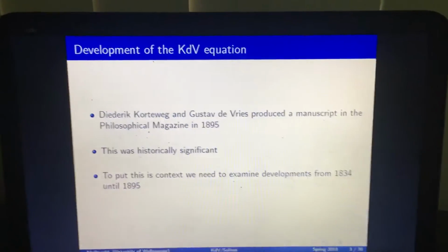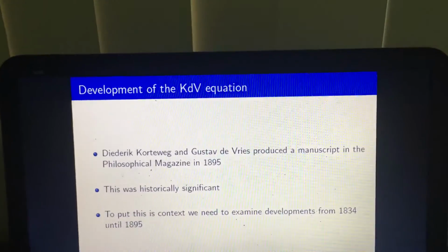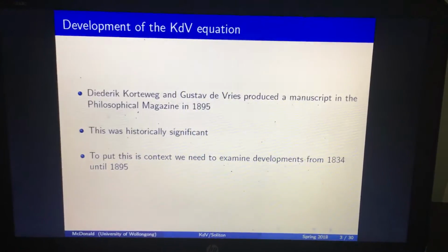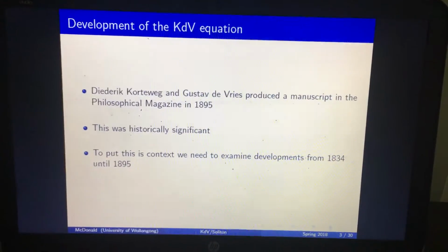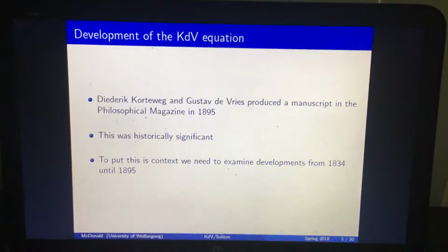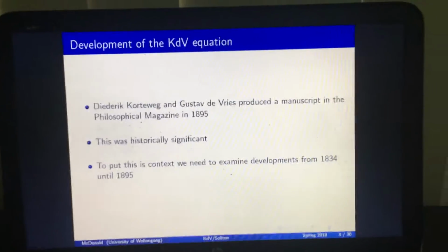So Diederik Korteweg and Gustav de Vries produced a manuscript in the Philosophical Magazine in 1895, and this was quite historically significant. To put this in context, we need to examine the developments in the field from 1834 until 1895.